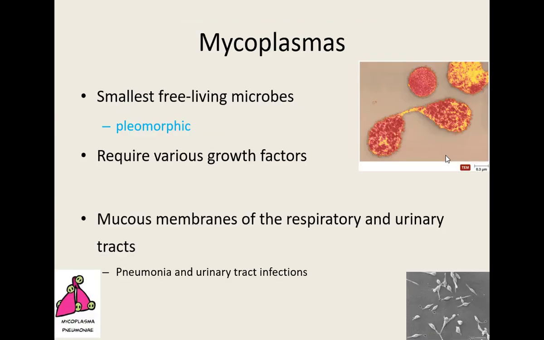Our next bacteria, this might be our last one, and I'll tape the last couple slides, of bacteria that are gram-positive bacilli and do not make endospores, are the mycoplasmas. Now, these bacteria don't even have to live inside of the human. They can be found out in nature just fine. So they're the smallest free-living microbes that are out there.